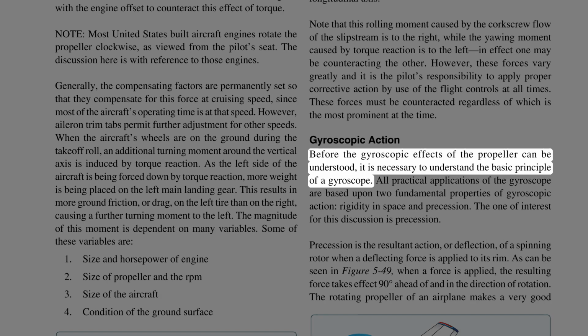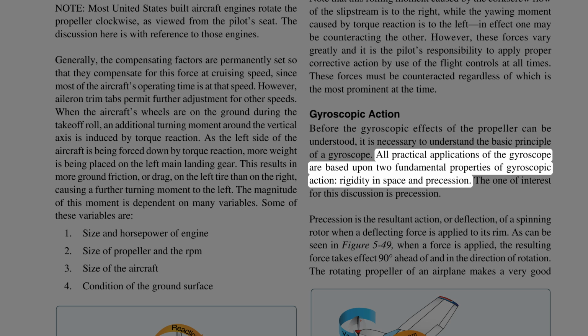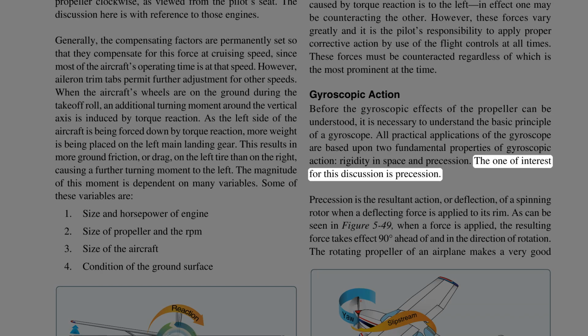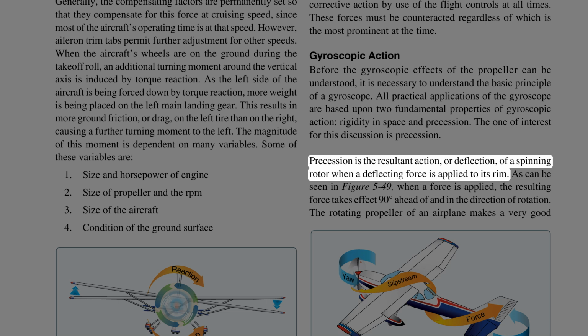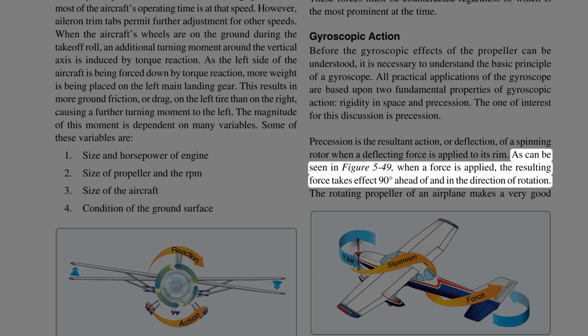Gyroscopic action. Before the gyroscopic effects of the propeller can be understood, it is necessary to understand the basic principle of a gyroscope. All practical applications of the gyroscope are based upon two fundamental properties of gyroscopic action: rigidity in space and precession. The one of interest for this discussion is precession. Precession is the resultant action, or deflection, of a spinning rotor when a deflecting force is applied to its rim. As can be seen in Figure 5-49, when a force is applied, the resulting force takes effect 90 degrees ahead of and in the direction of rotation.